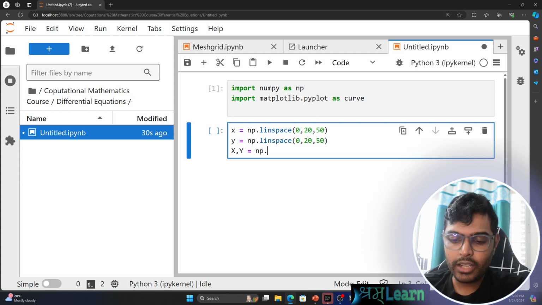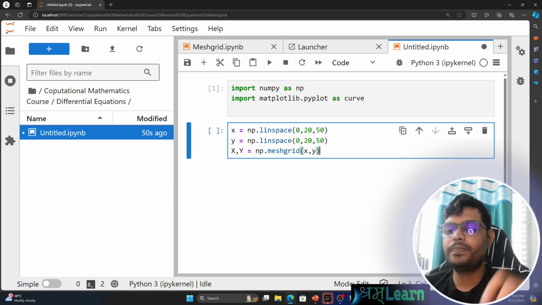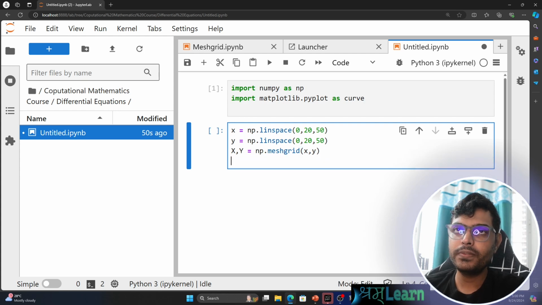So how do I get it? Meshgrid. What will be the inputs to meshgrid? x, y. The inputs to meshgrid will be x, y.